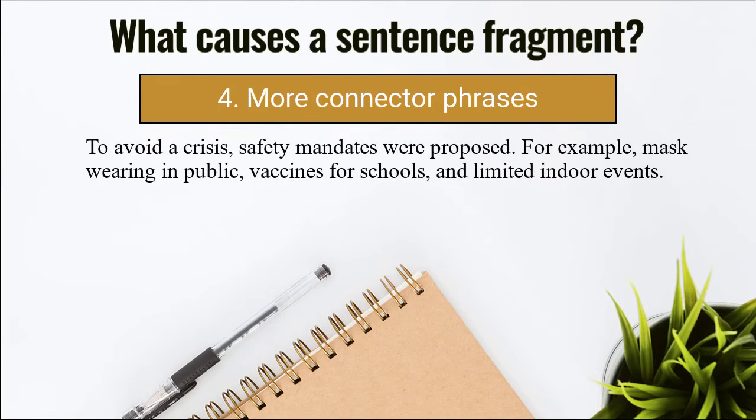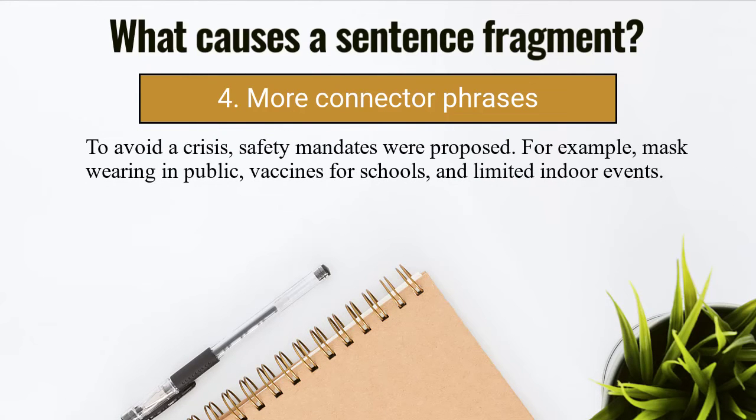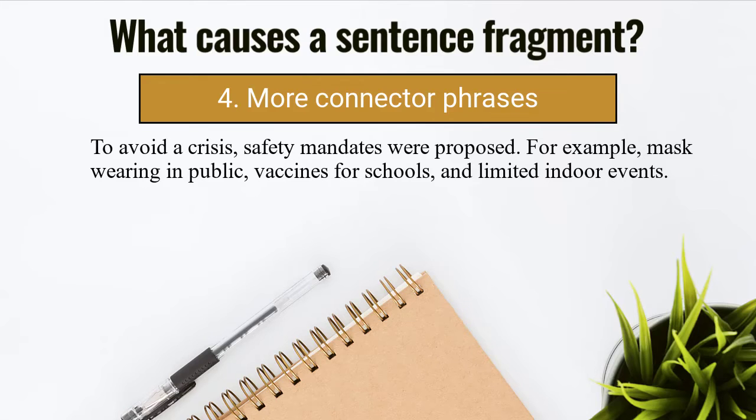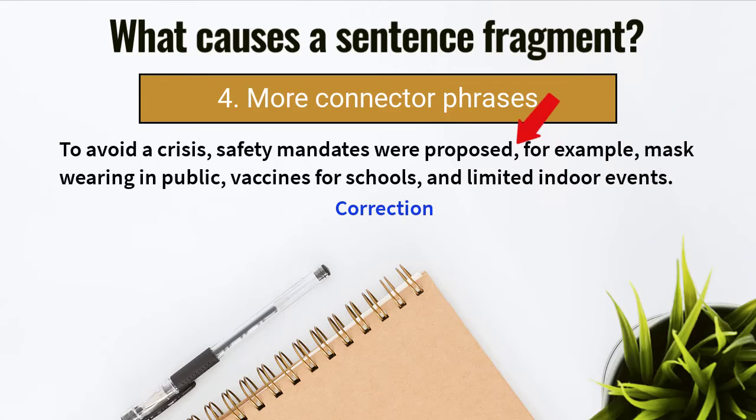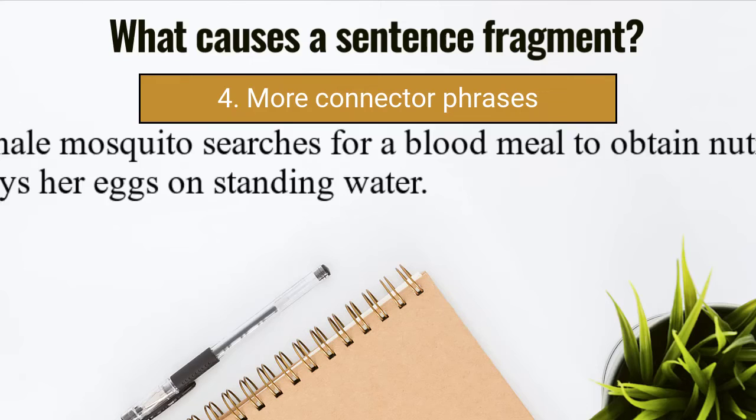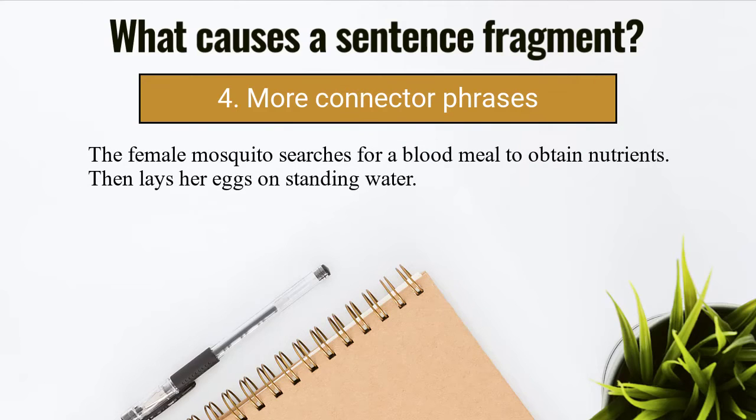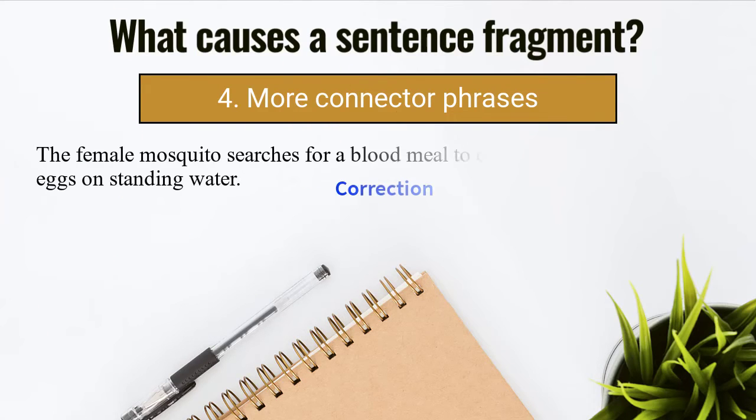To avoid a crisis, safety mandates were proposed. For example, mask wearing in public, vaccines for schools, and limited indoor events. The for example phrase should be preceded by a comma. The female mosquito searches for a blood meal to obtain nutrients, then lays her eggs on standing water. The word then is never preceded by a comma or a period.